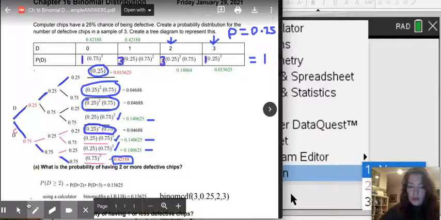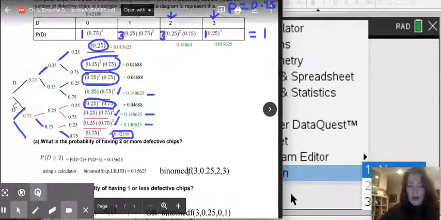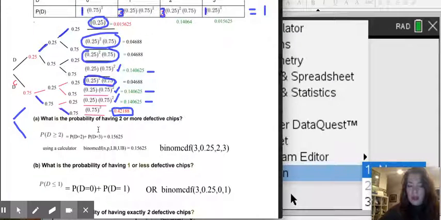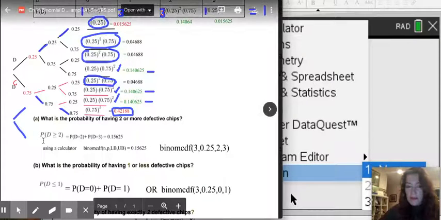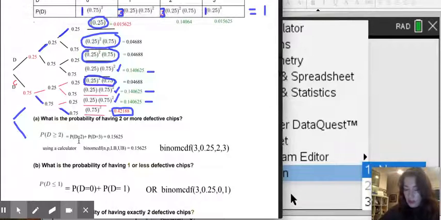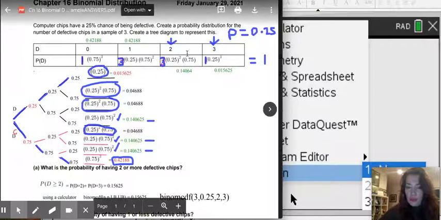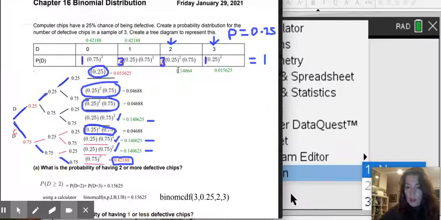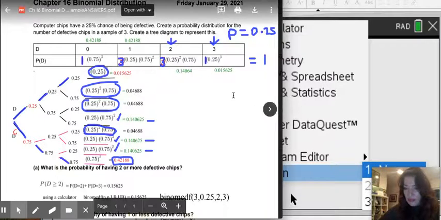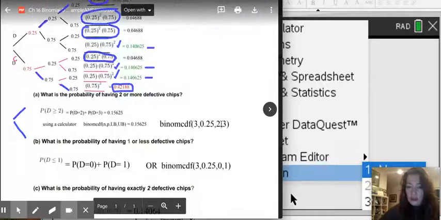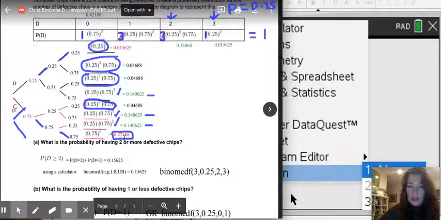Now to answer the question. So letter A says, what is the probability of having 2 or more defective chips? So the probability of 2 or more is the same as the probability of having 2 plus the probability of having 3. So you can just add up the probabilities of 2 or more, which means you would add up 0.14064 and 0.015625.